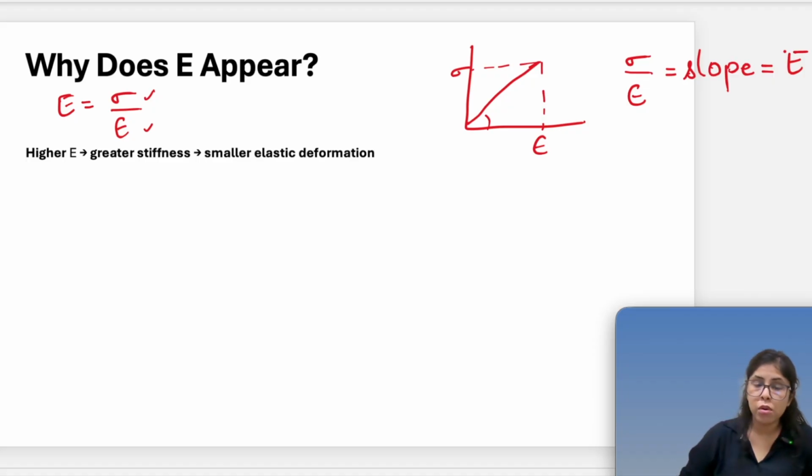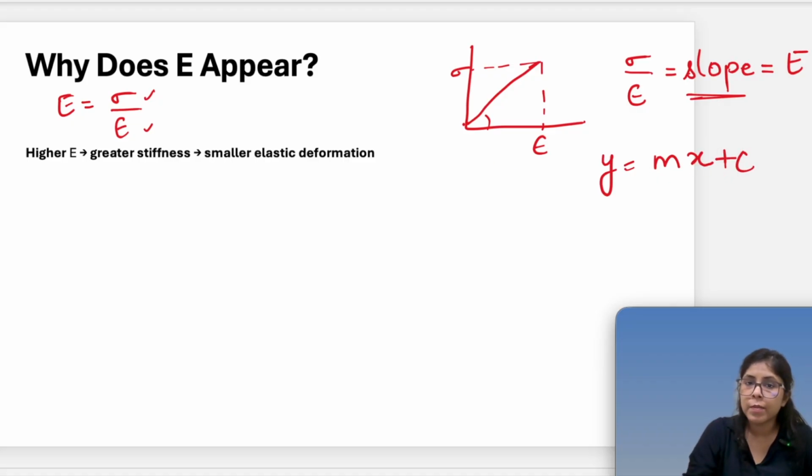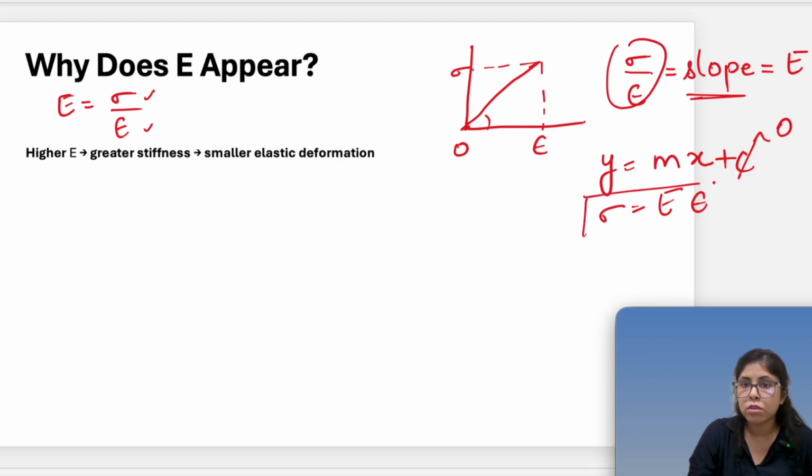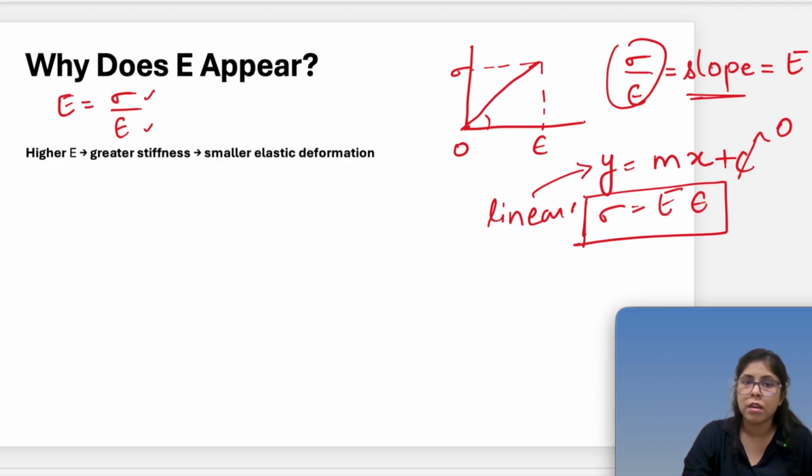So E is the slope because it is the slope of the line. In general the line equation is y equals mx plus c, where c is the intercept on the y-axis. Since it's meeting at 0, c will be 0, and the slope is nothing but sigma upon epsilon, which is E, where x is epsilon and y is stress. This is why it follows a linear equation.